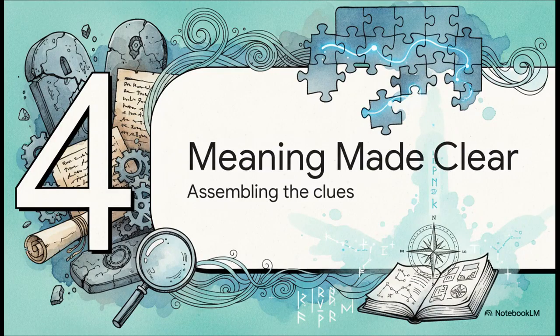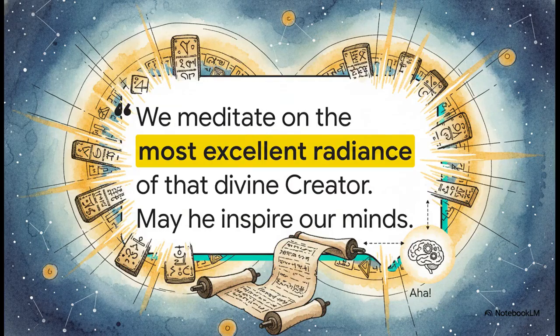Okay, so we've broken down the verse. We've consulted our scholar's guidebook. Now, it's time to put all the clues together and see the full picture. We can finally translate this line with some real confidence. And here it is. We meditate on the most excellent radiance of that divine creator. May he inspire our minds. It's elegant, it's profound, and now we know exactly how each piece of that meaning was built. That is our aha moment right there.